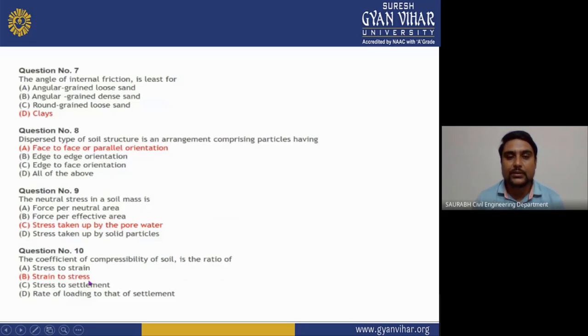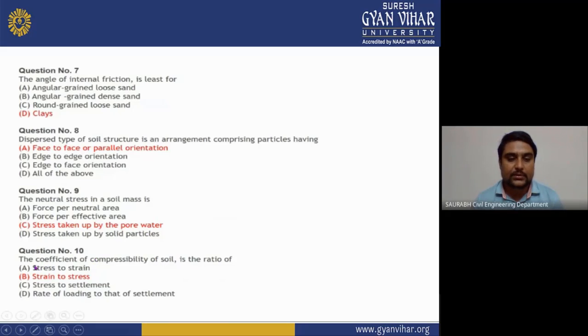Eighth question: a dispersed type of soil structure is an arrangement comprising particles having face to face or parallel orientation, edge to edge orientation, edge to face orientation, and all of the above. Here the right answer will be all of the above. Now the ninth question: the neutral stress in the soil mass is force per neutral area, force per effective area, stress taken by the pore water, stress taken by the solid particles. Here the right answer will be stress taken up by the pore water.